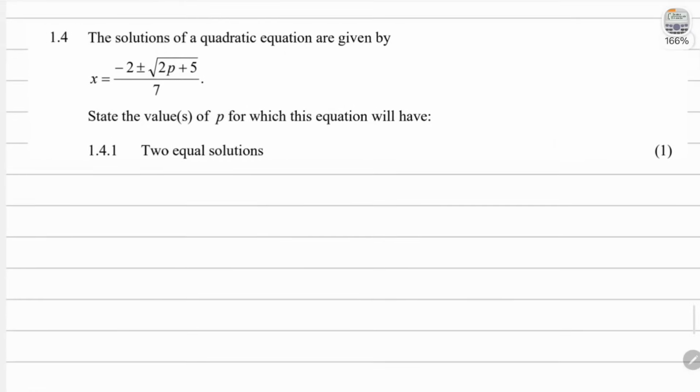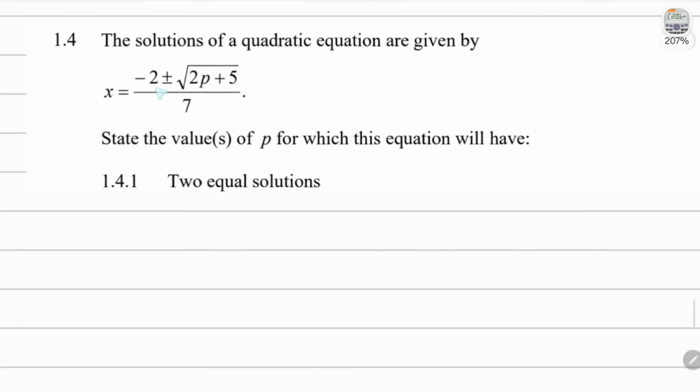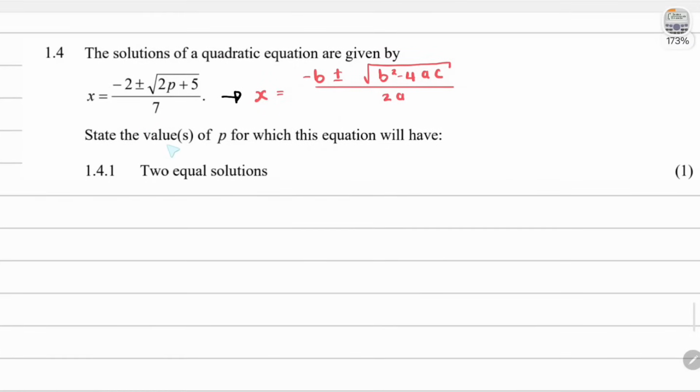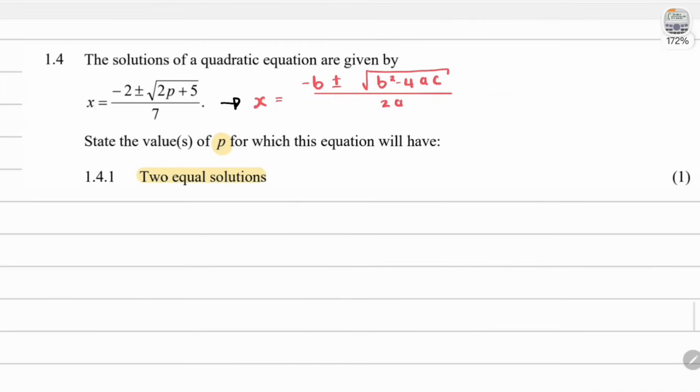Question 1.4 says the solutions of a quadratic equation are given by x is equal to negative 2 plus minus the square root of, that plus 5, over 7. Now, I'm going to put down the quadratic equation over here so we can just compare it, the one that you have in your formula sheet. Okay, so this is what it looks like. And we need to state the value or values of p for which this equation will, first of all, have two equal solutions. Okay, so this is referring to the discriminant.